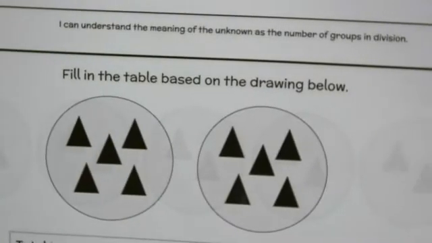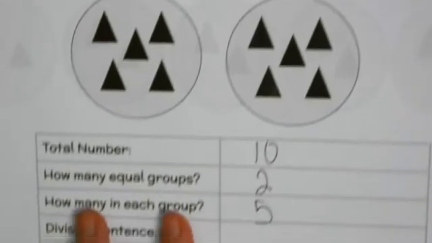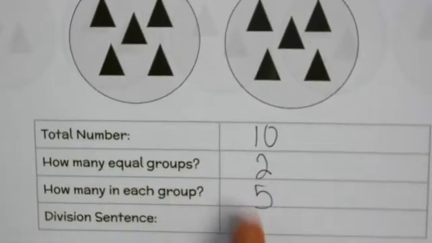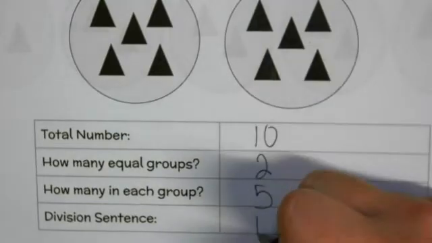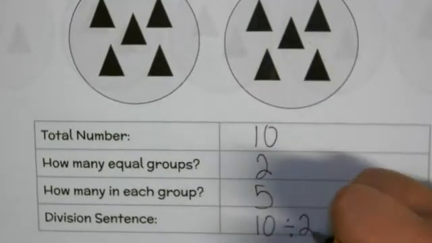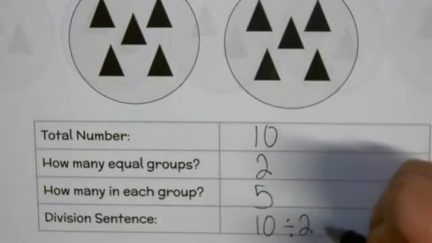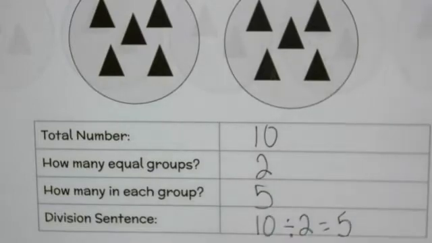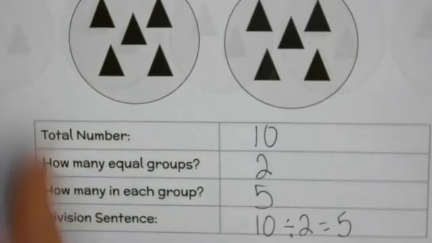So if we look at the learning target for today, it is I can understand the meaning of the unknown as the number of groups in division. So let's see. Our total number is 10. I broke it into 2 equal groups. That gives me 5 in each group. So 10 divided into 2 groups equals 5 in each group. Let's try another example.